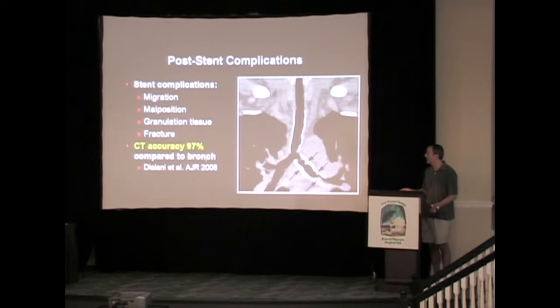And we've recently shown a 97% accuracy in our group for looking at various complications, including migration, malposition, granulation tissue, and fracture. This is just a typical example of granulation tissue developing within a stent in the left main bronchus.